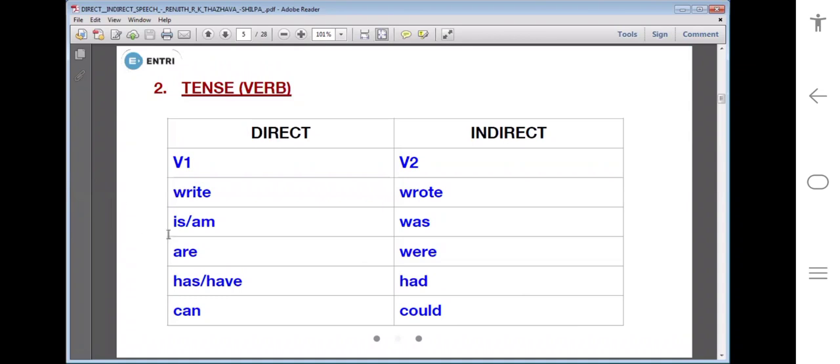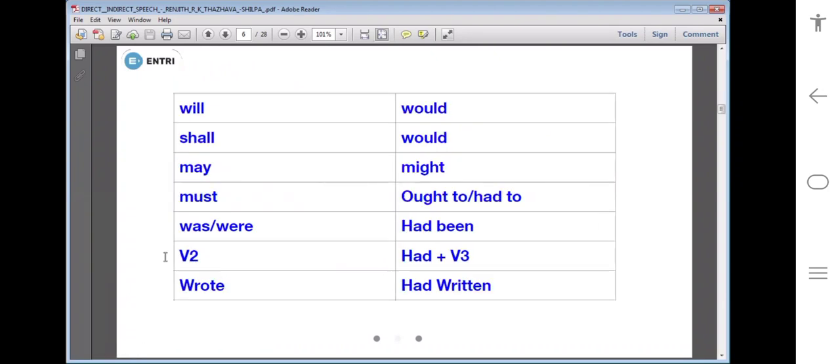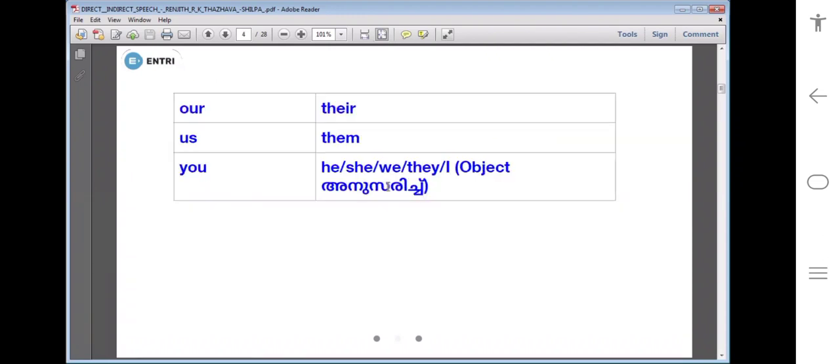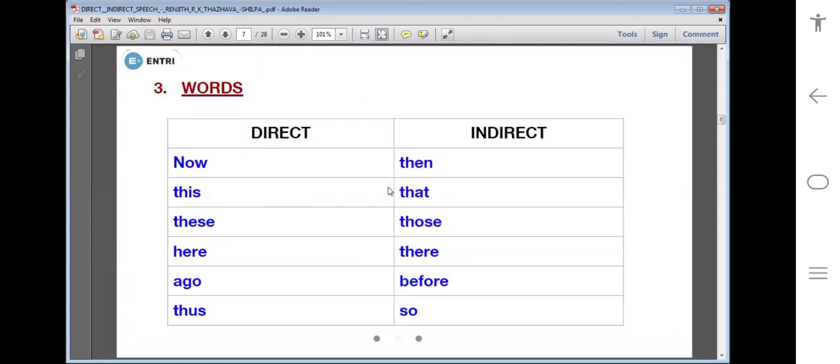Write is the present form of the verb that will become the past form wrote. Present to past. If it is is or am, that will become was, are will become were, has or have will become had. Can will become could, will becomes would, shall becomes should. So you can see on the screen, according to this we change the tenses. Clear?